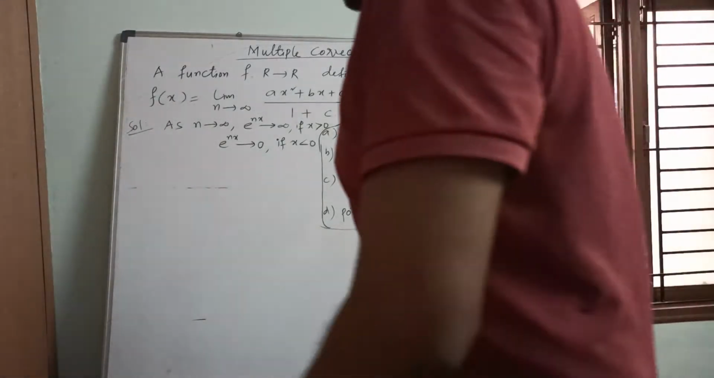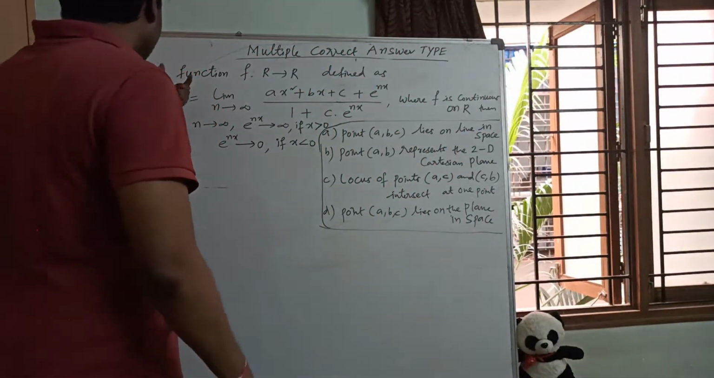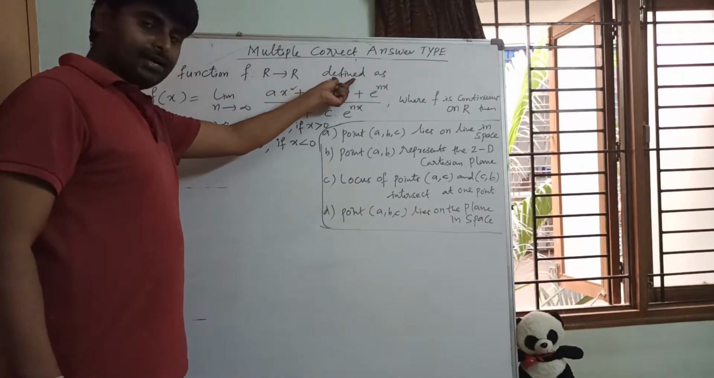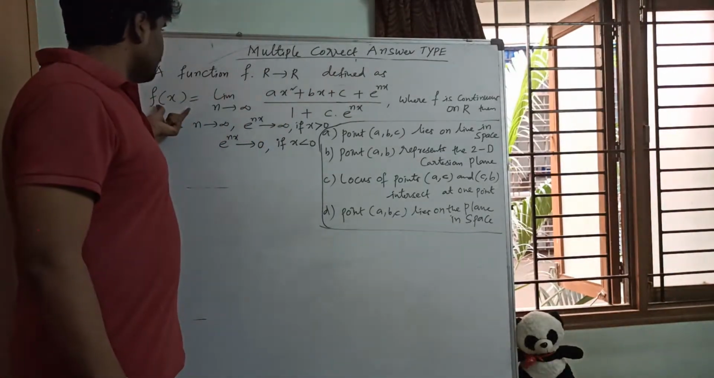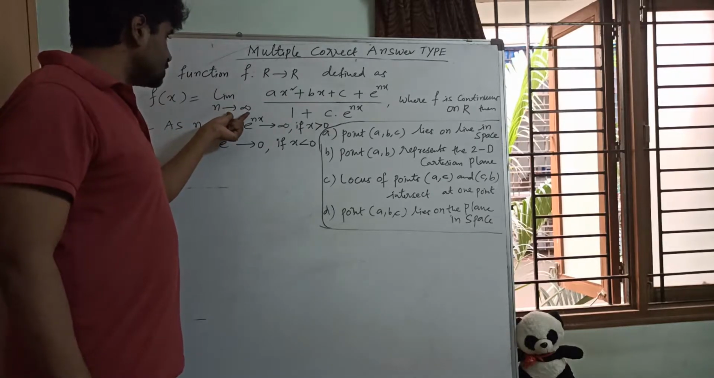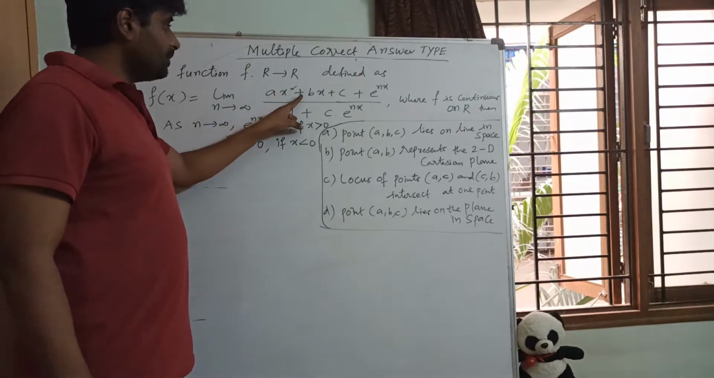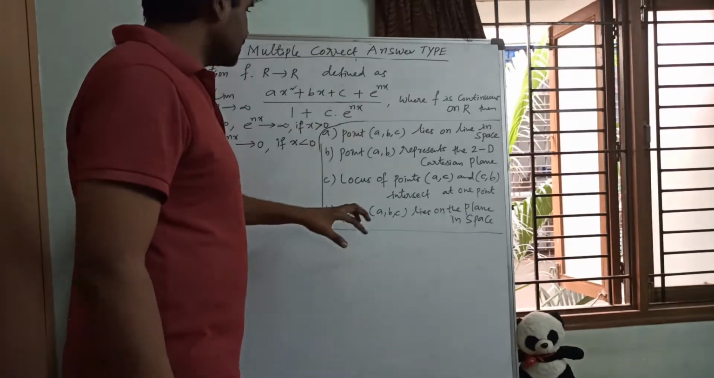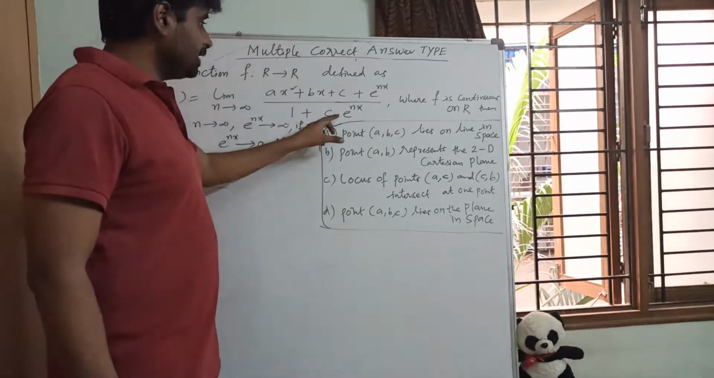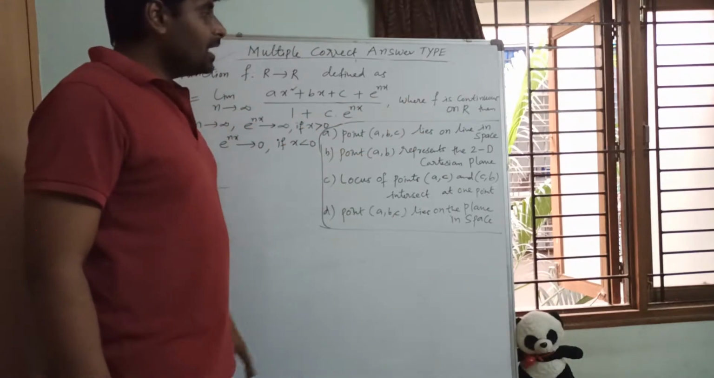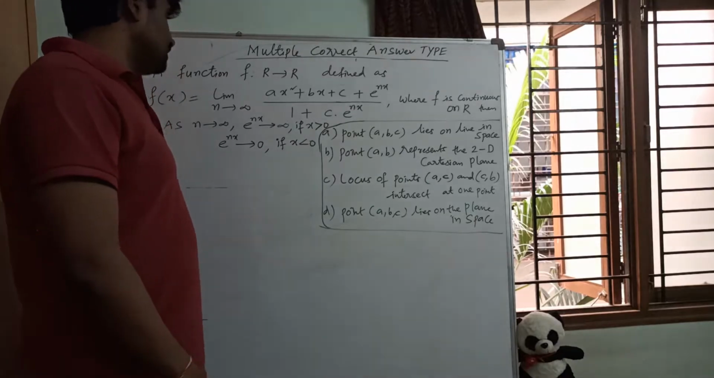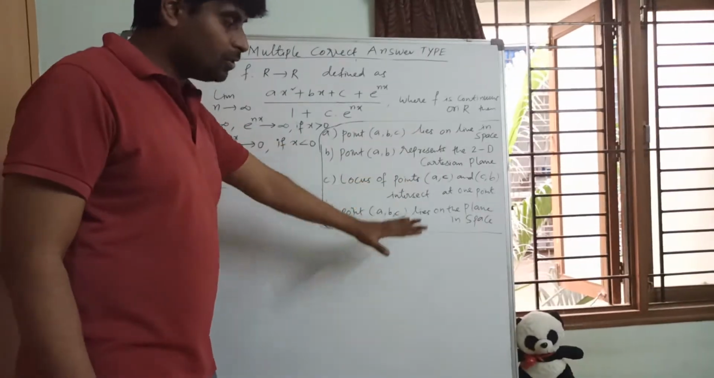Now let us see this question. A function f from R to R is defined as f of x equals limit n tends to infinity of (ax square plus bx plus c plus e power nx) by (1 plus c into e power nx), where f is continuous, already given, on the real number set. Then which of the following options holds good?